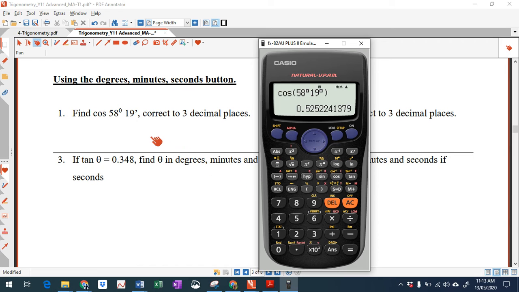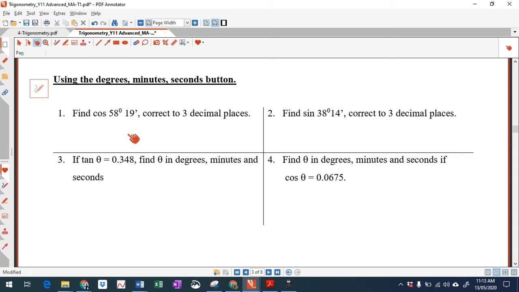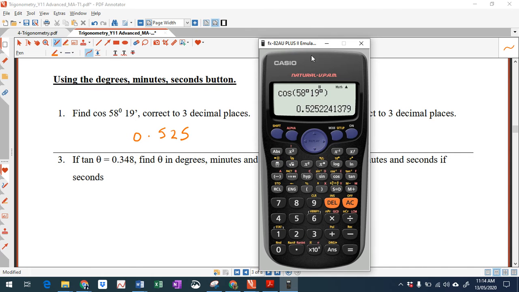So you got 0.525 to 3 decimal places. So let's fix it up. 0.525. You can pause the video at any time and try these. 0.525 to 3 decimal places. Let's try the next one.